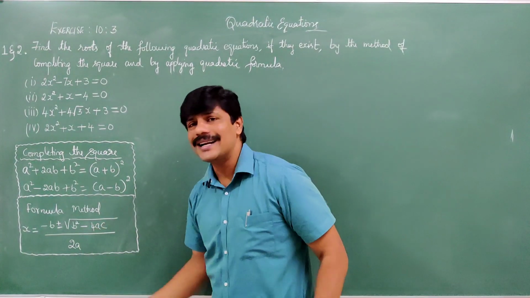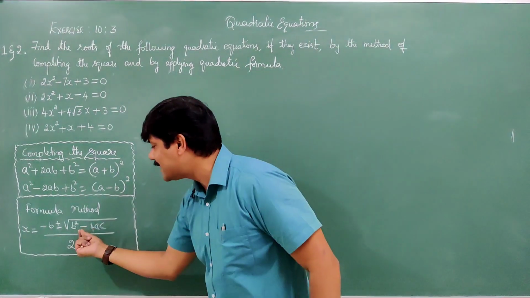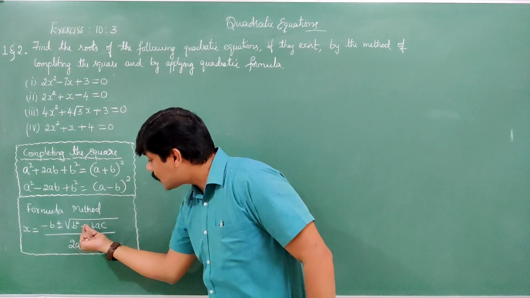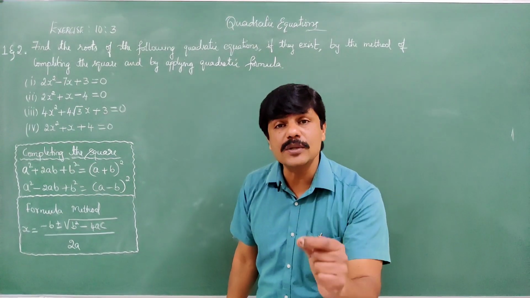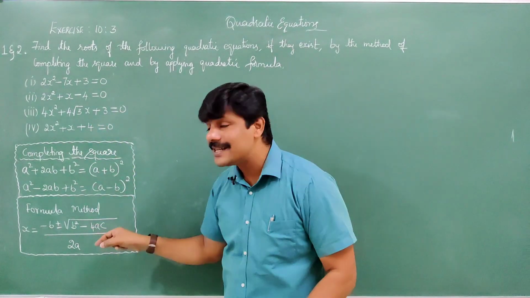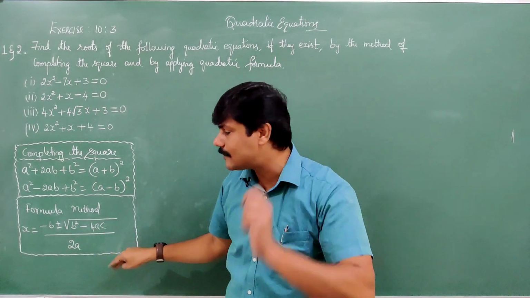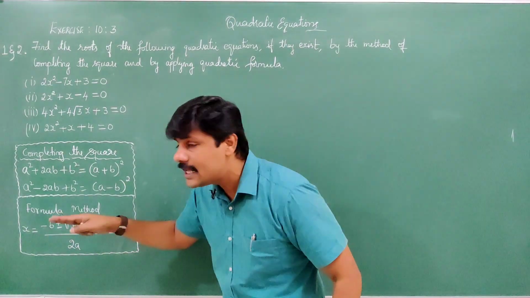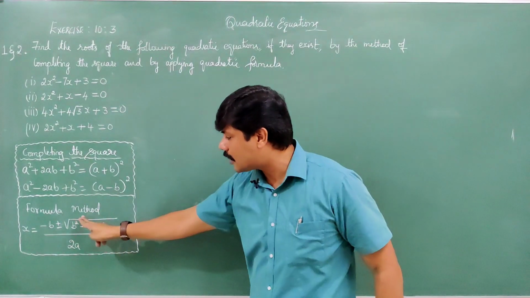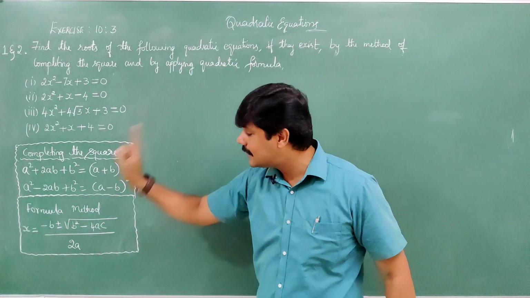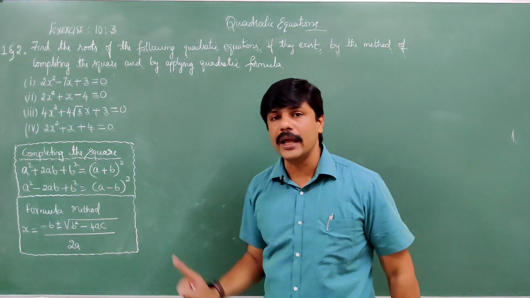This is also called the discriminant. This b square minus 4ac determines what kind of roots it has. It determines the nature of the roots. Therefore, it's very important. This b square minus 4ac inside the square root is called the discriminant, whole divided by 2a. Understand?